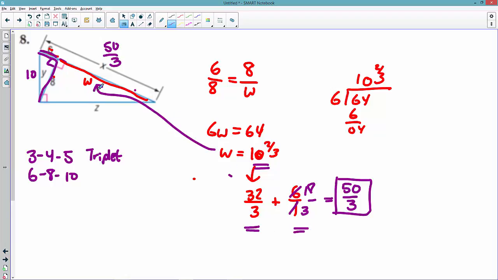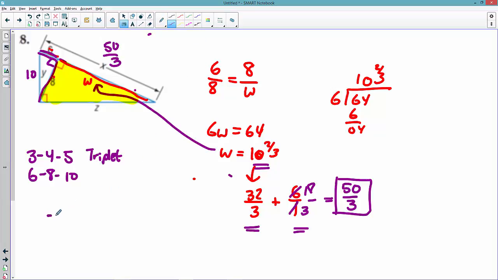Okay, and then for z, we can do Pythagorean Theorem, probably the easiest way. It's a little messy because it is a fraction, so it's not going to be pretty, but we can still do it, okay? So for Pythagorean Theorem, we're going to use this triangle here. This is a right triangle. You know two of the sides, even though one's a fraction, which makes it messy. We're going to find the third side.